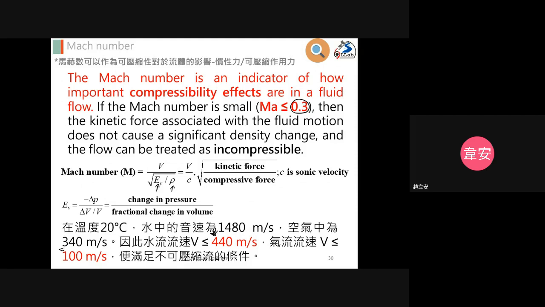So those two parameters are very important when you meet a problem and you need to identify whether the problem involves the compressibility effect or not. So please remember and keep in mind two numbers. Here, for the flow velocity it is 440 meters per second, and the air speed is 100 meters per second.